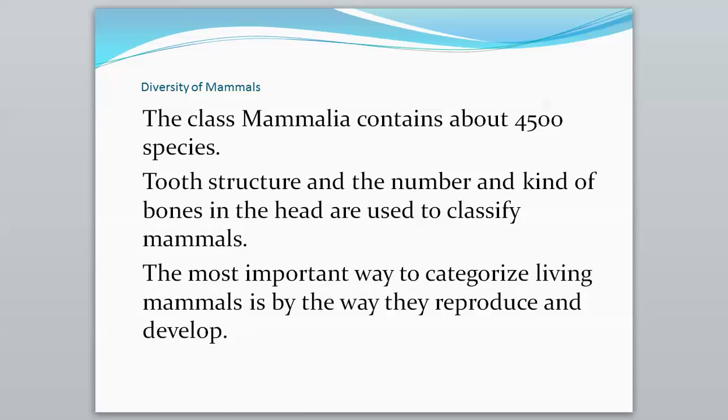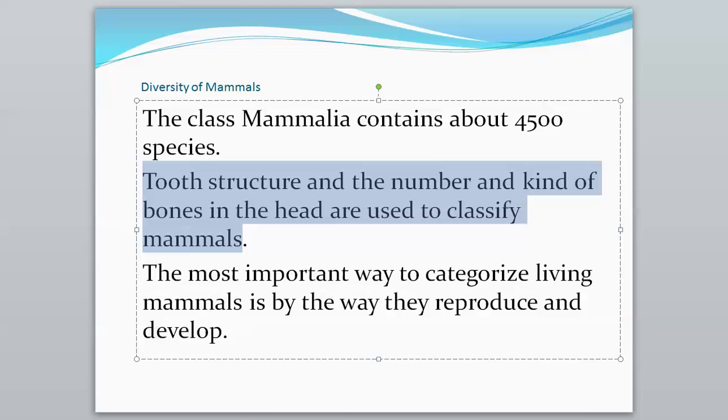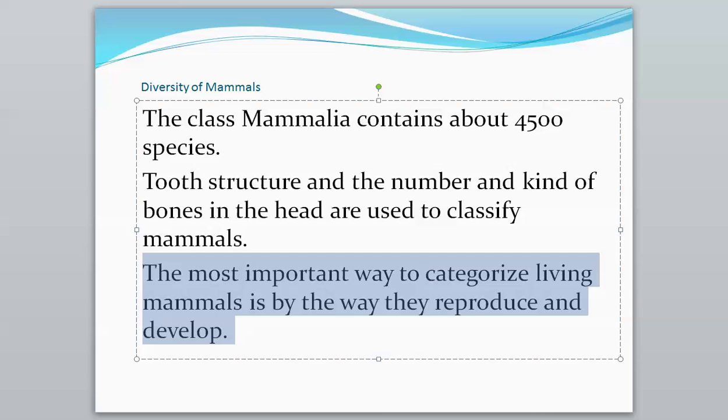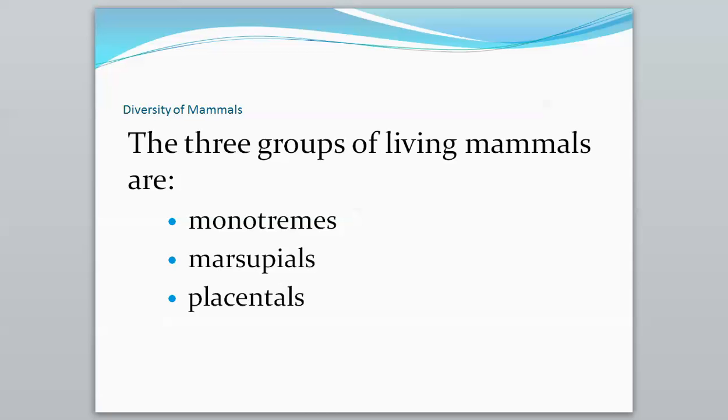And we classify them usually based on tooth structure and the number and kind of bones in the head. That's our main classification tool for mammals. However, the most important way to categorize living animals is by the way they reproduce and develop. The first step is to classify them by the way they reproduce and develop. Once we classify them by that, we look at their tooth structure and the number and type of bones in their head. Our three groups of living mammals today are monotremes, marsupials, and placentals.